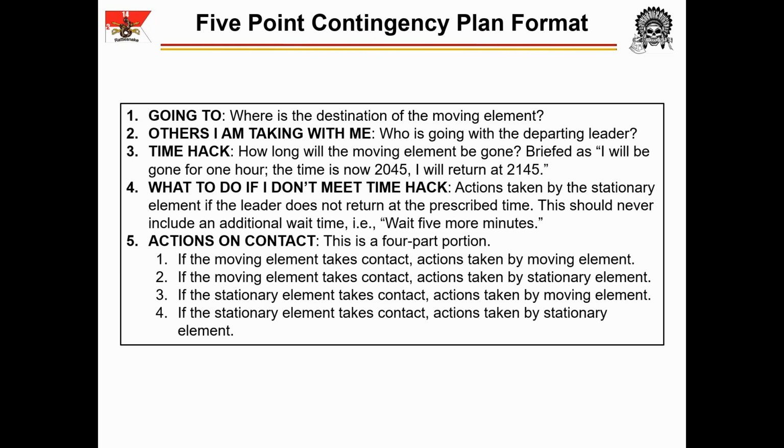The fifth line is actions on contact. This is a 4-part portion. Parts 1 and 2 detail the situation of the moving element taking contact. The first part is actions taken by the moving element. The second part is actions taken by the stationary element. The third and fourth parts of actions on contact detail what happens if the stationary element takes contact. The third part being actions taken by the moving element. The fourth part, actions taken by the stationary element.